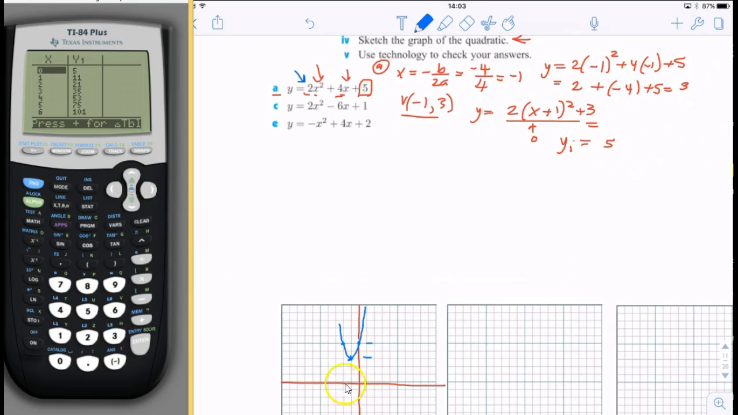What about the negative 1, something value? What's that? Negative 1, 3. Negative 1, 3. Yeah, that's right. And then I'm going to finally go up to negative 2, 5, and that's right too. So I checked my answer with technology.